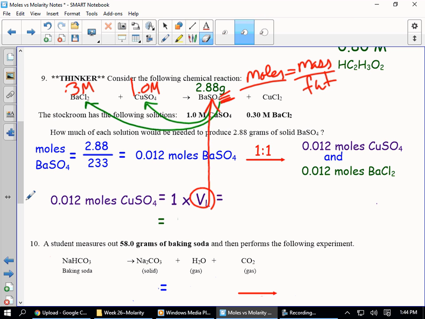Okay, divide both sides by 1, makes it easy. Okay, and again, the number is spit out in liters, but we would probably measure it out in milliliters in class. If you think you can do the last one, pause the program and try the last one by yourself.